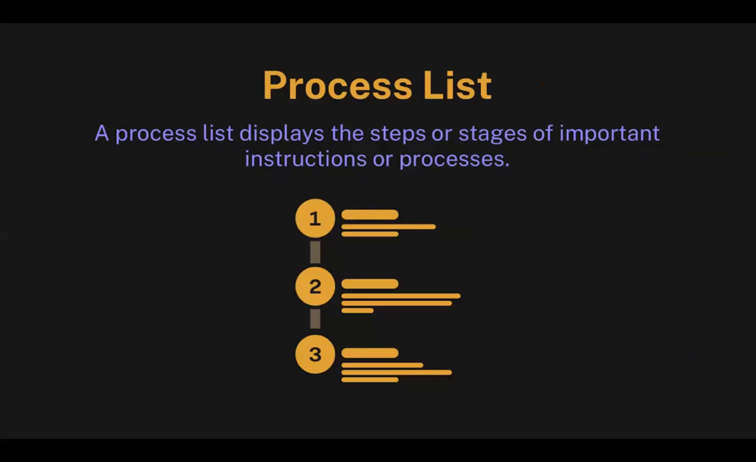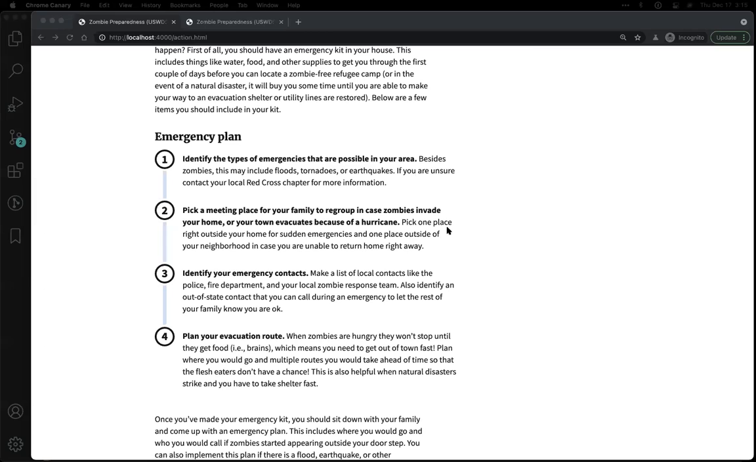And now the last of the new components, process list. A process list displays the steps or stages of important instructions or processes. Mitch. Wow, that was fast, Mitch. Awesome.